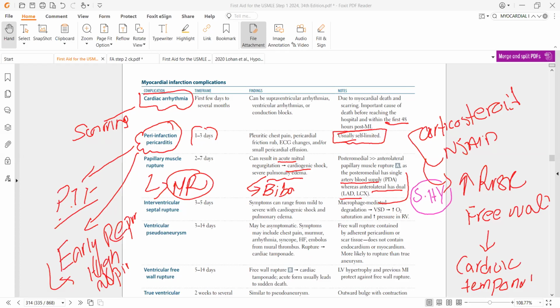So we already discussed interventricular septal rupture. Which kind of shunt takes place? Left to right shunt. We already discussed why: because the left side has higher pressure compared to the right side. So that's why interventricular septal rupture leads to a left to right shunt, right? So what happens? Increased O2 saturation. We already discussed the O2 saturation.